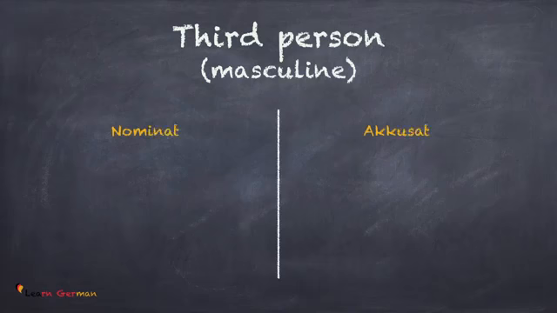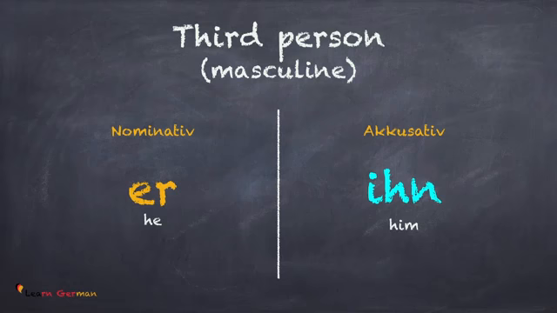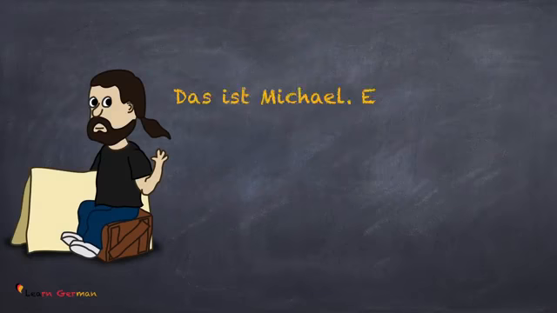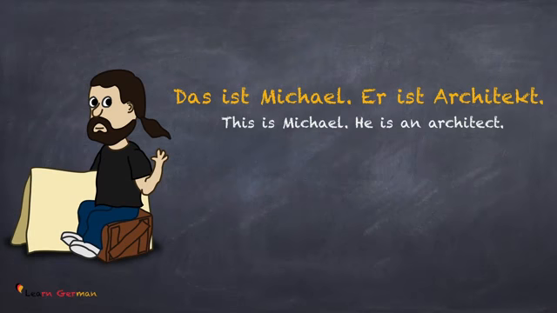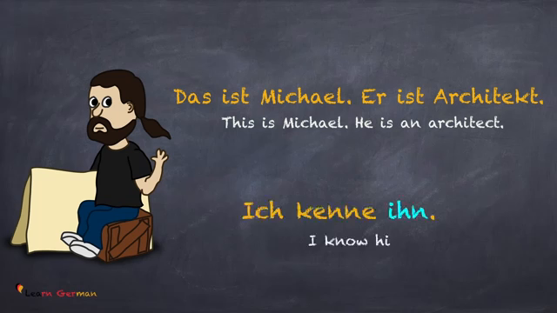Let's move to the next one. Third person masculine er, in accusative ihn. Let's see how to use it. Das ist Michael. Er ist Architekt. Ich kenne ihn. In this case, ich is nominative subject and ihn is the accusative object. Here ihn is the accusative for er.